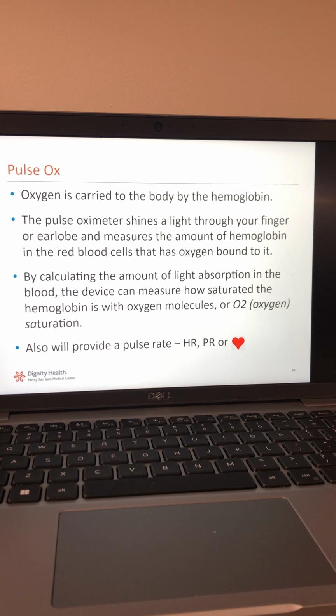So this is what it measures. Oxygen is carried by the blood, carried to the body, by the hemoglobin. The pulse oximeter shines a light through your finger or earlobe. It measures the amount of hemoglobin in the red blood cells that has oxygen bound to it. By calculating the amount of light absorption in the blood, the device can measure how saturated the hemoglobin is with oxygen molecules or O2, SpO2, your oxygen saturation. It also will provide that pulse rate. And it may say HR, PR, or just show the heart.